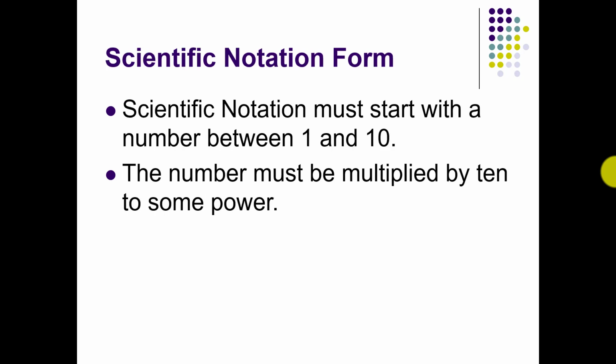Alright, so scientific notation, first, it has to start with a number between 1 and 10. That is the rule. It has to be a number between 1 and 10. And then the number has to be multiplied by 10 times something. Okay? So two rules here. First number has to be between 1 and 10, and then it has to be times 10 to the something.